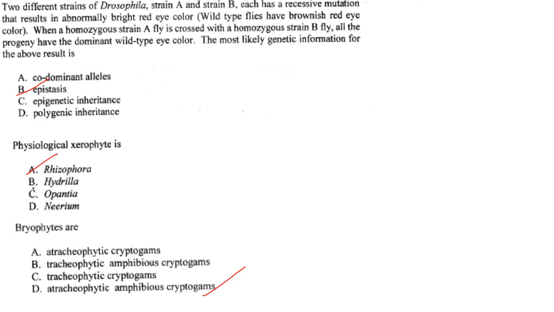Then physiological xerophyte is? So physiological xerophytes are plants which grow in salty soil. Although they have an abundant amount of water, due to the presence of high salt concentration, they cannot use it. So answer is Rhizophora. Answer is option A. Then bryophytes are? Bryophytes are atracheophytic amphibious cryptogams. So answer is option D. Atracheophytic means they don't have tracheids, they are the amphibians of the plant kingdom and they are cryptogams also. So answer is option D.